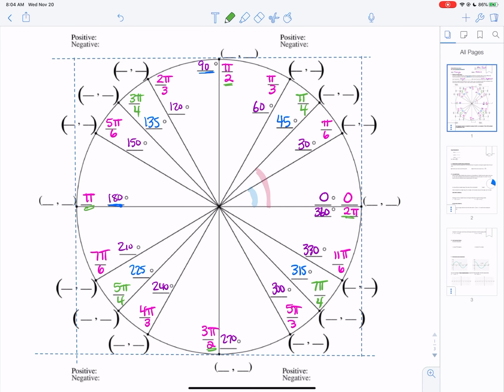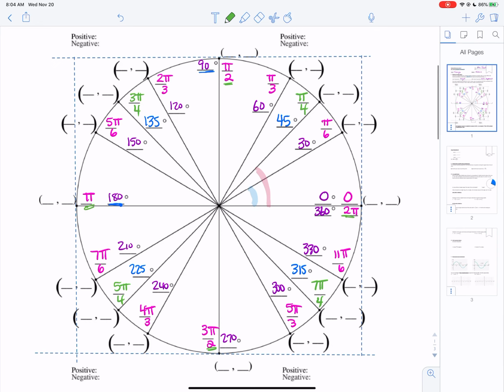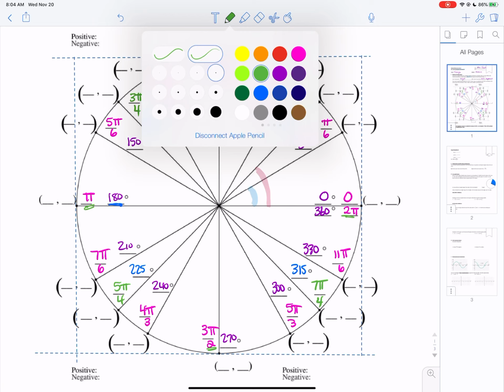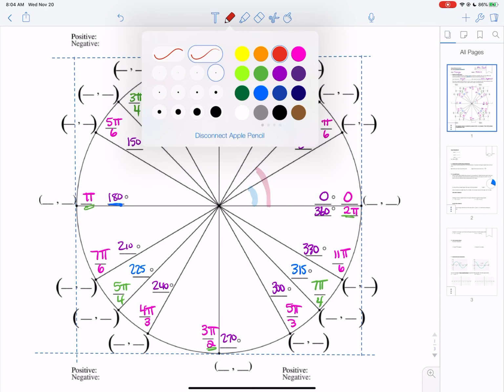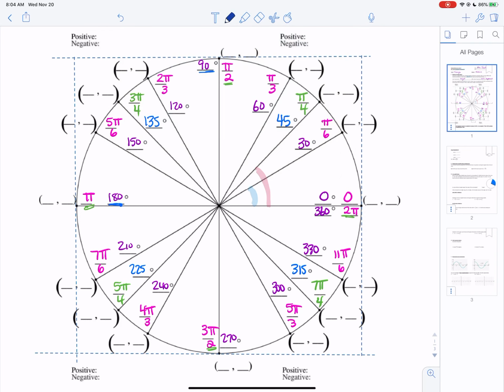And then all the coordinates we got last year by simply making 30, 60, 90 triangles inside this circle. So I'm going to go ahead and fill all those out.